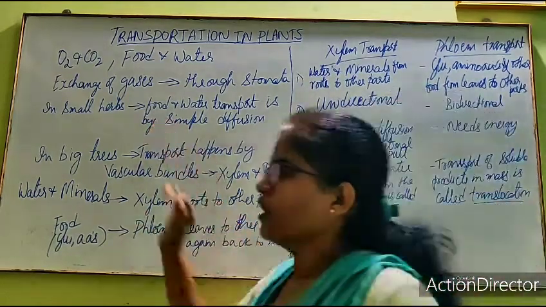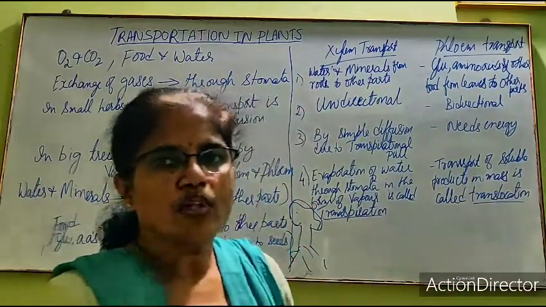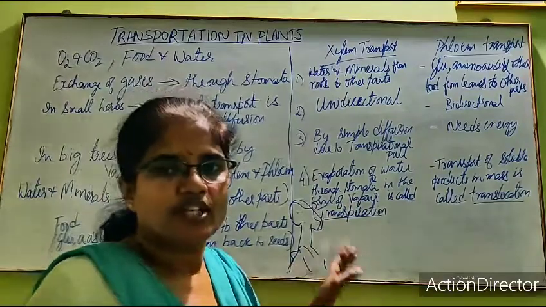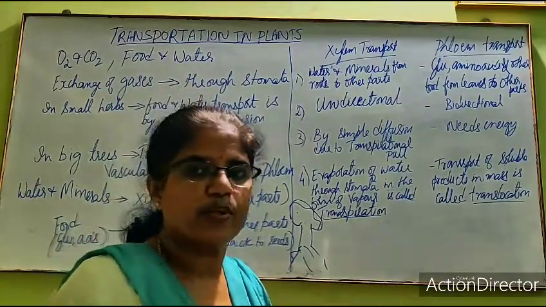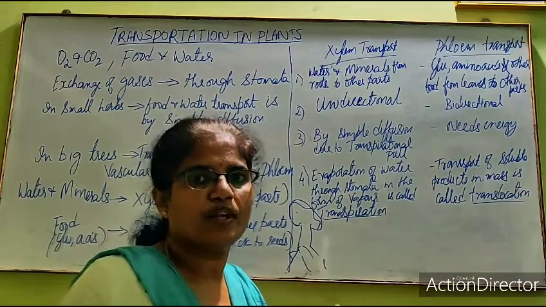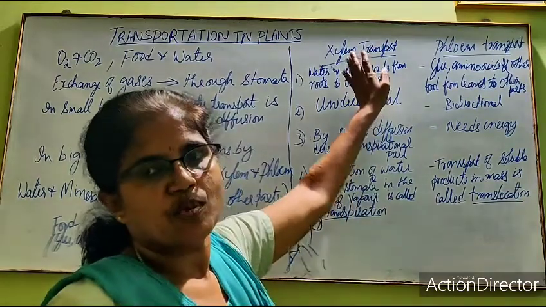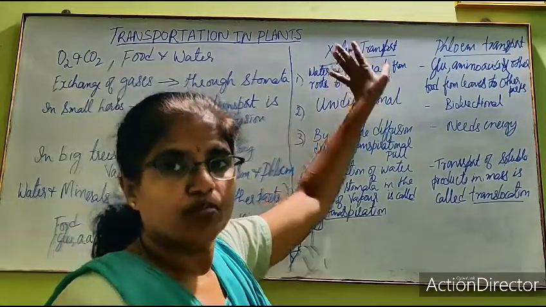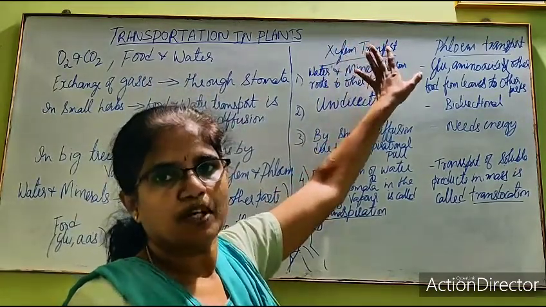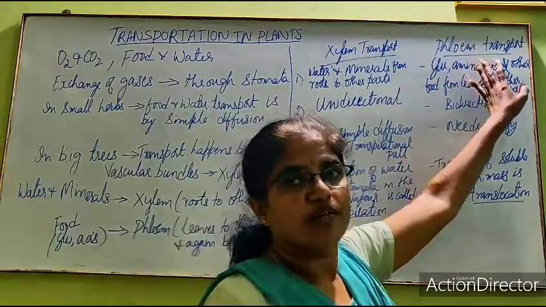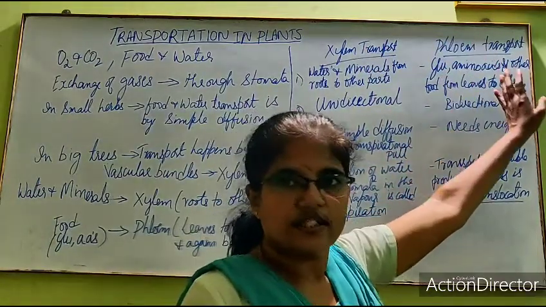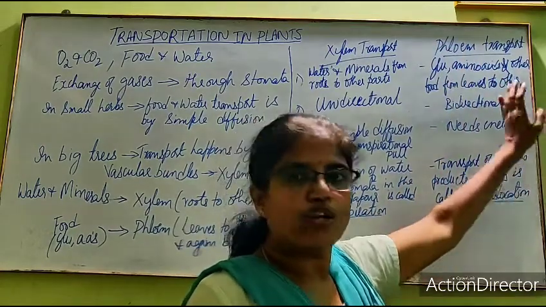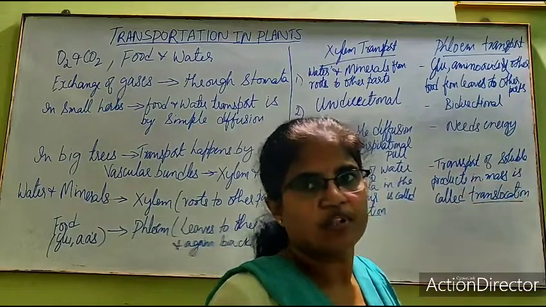Now, by knowing all this, shall we see what are the differences between xylem transport and phloem transport in plants? How does transport take place? In xylem transport, water and minerals move from roots to other parts of the plant. Whereas in phloem transport, glucose, amino acids and other food materials move from leaves to other parts of the plant, and also from other parts to leaves.